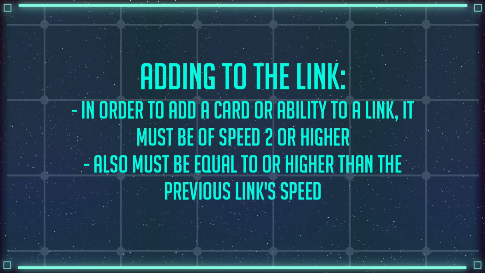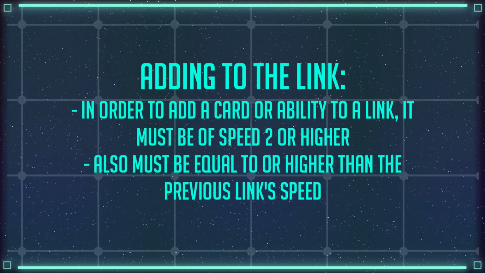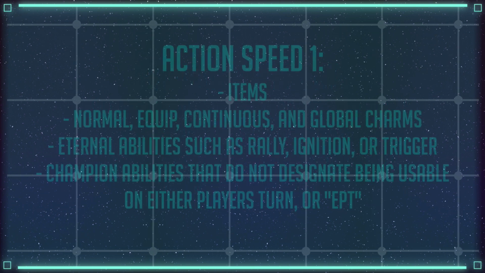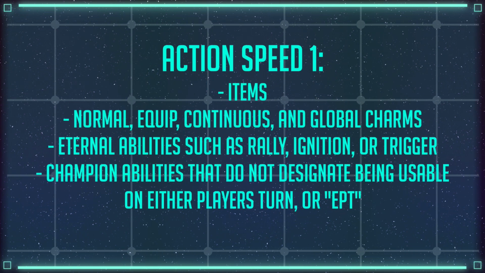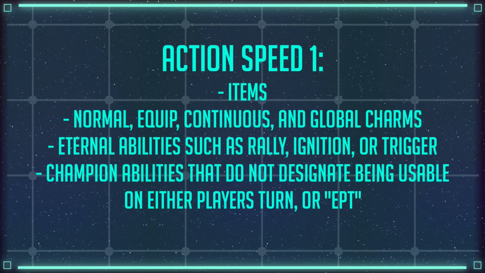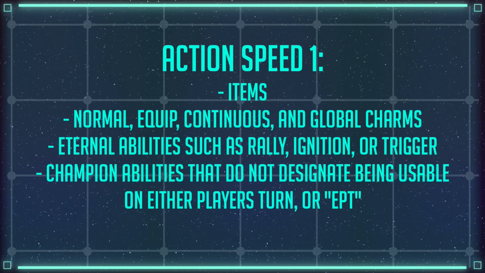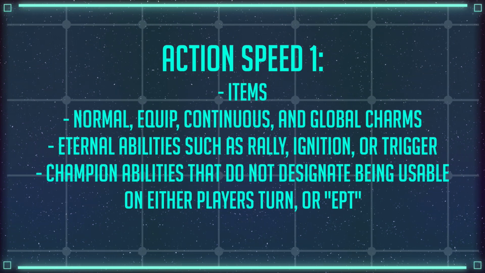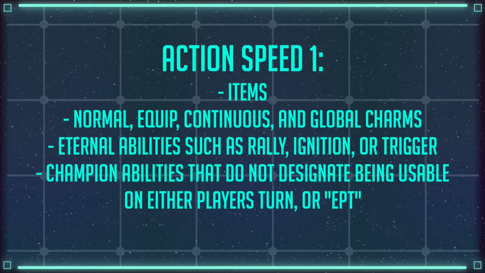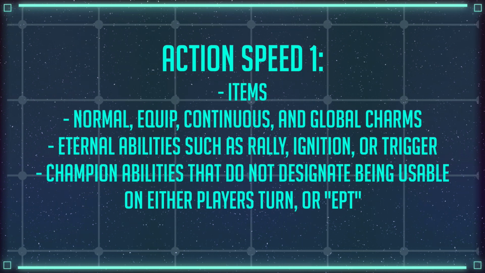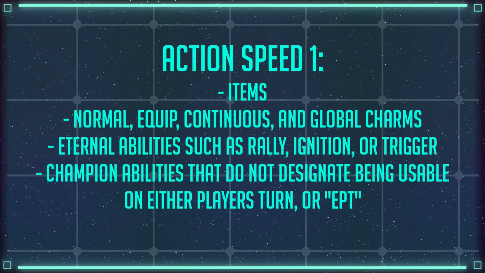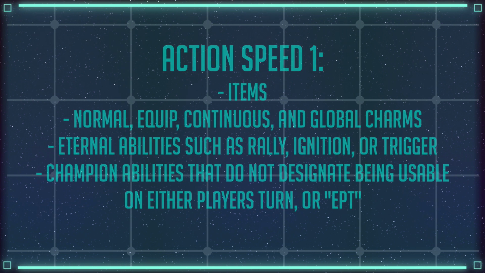Here is a breakdown of what action speeds different actions are. Action speed 1: items, normal, equip, continuous, and global charms; eternal abilities like rally, ignition, or trigger; champion abilities that are not listed as during either player's turn, or EPT.